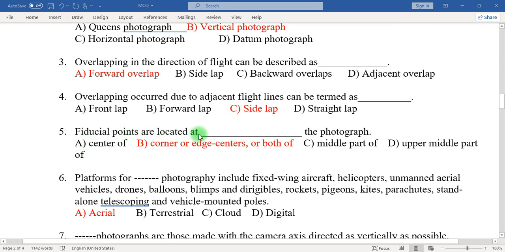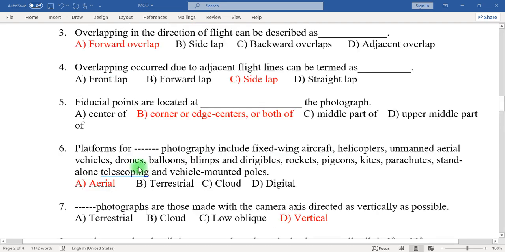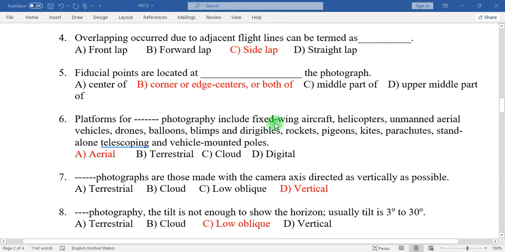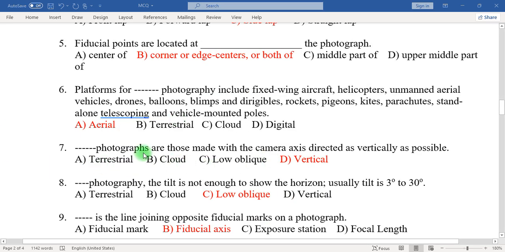Fiducial points are located at dash-dash the photographs. Correct answer, corner or edge center or both. Platforms for dash-dash photography include fixed wing aircraft, helicopter, unmanned aerial vehicles, drone, balloon, blimps, dirigibles, rocket, pigeon, kites, parachute, standalone, telescoping and vehicle mounted poles. Correct answer, aerial.